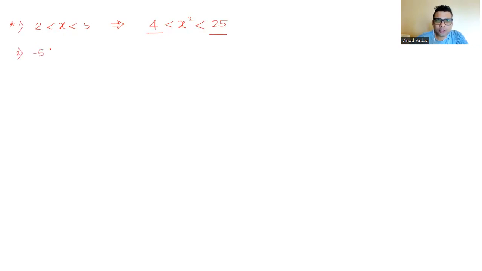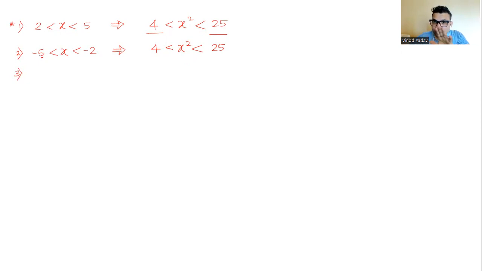Now, if both are negative, then also you see if x is more than minus 5 but less than minus 2. So if you square, of course, negative ones will get converted to positive values. But after squaring, minus 2 square 4 will become lesser, na? And minus 5 square 25 will be the higher number. So x square will be in this range. I hope you're getting it.